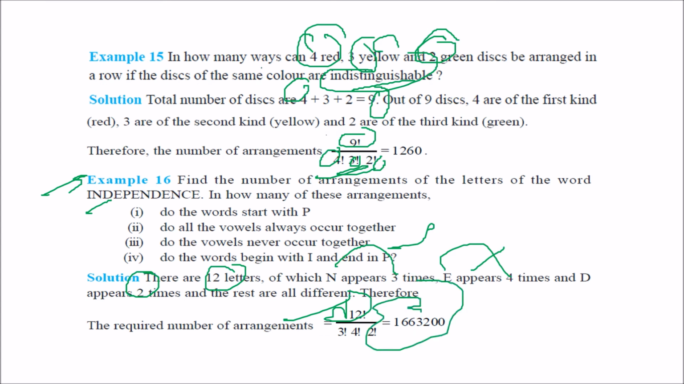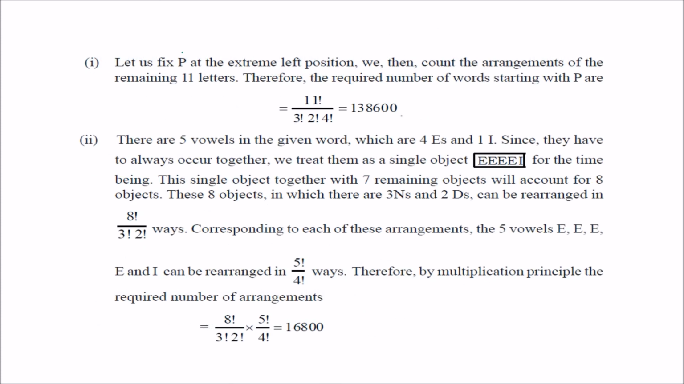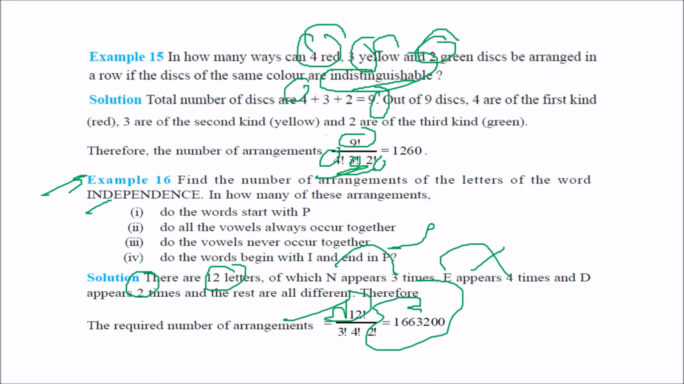Okay. So first, does the word start with P? If we fix the first one, only 11 positions are remaining. So factorial 11, and since P is not a vowel, you have to divide by factorial 3, factorial 2, factorial 4. Next is, do all the vowels always occur together?